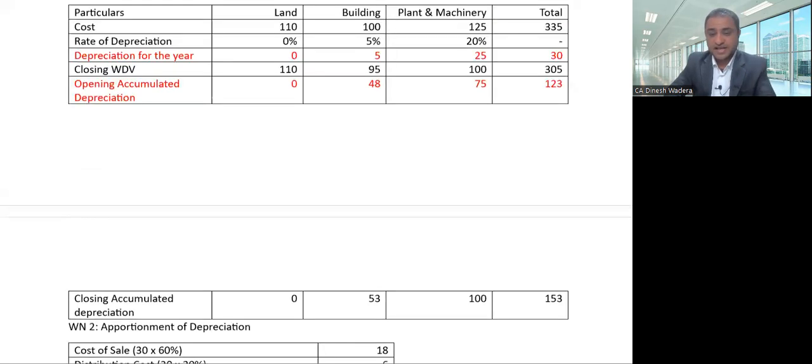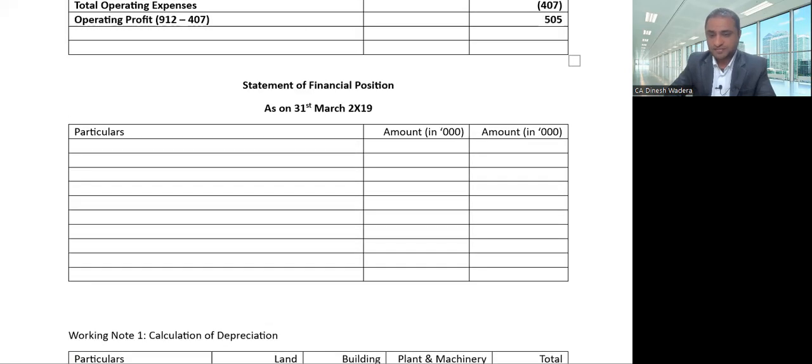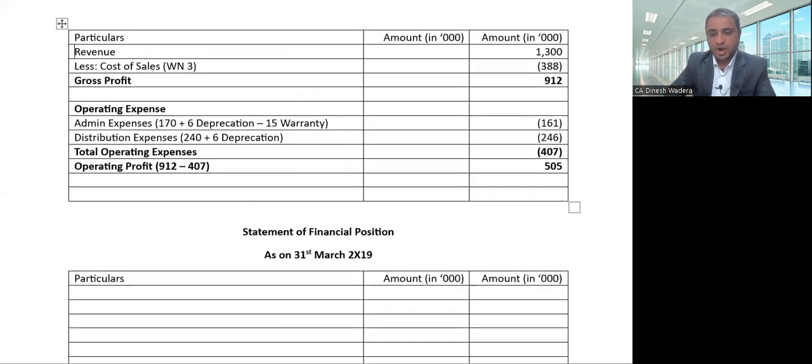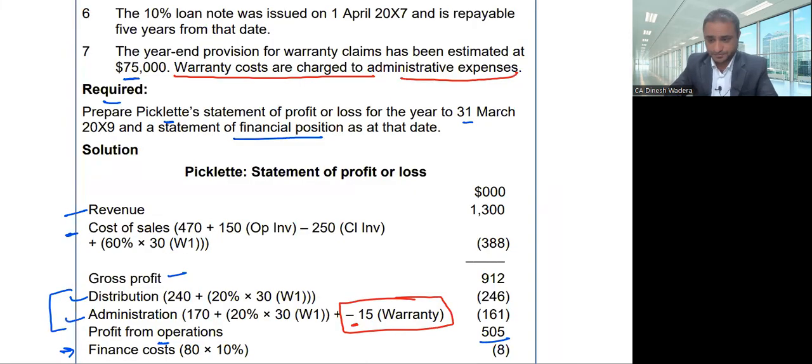When it is an income, either it will have to show as a separate line item of an income, or you can simply deduct it from the expenses. And that's why this figure of warranty has been deducted, subtracted from the admin expenses. Great. Clear? Feel free to interrupt me and ask if you have any doubt. As this is the first full-fledged question on preparation of a financial statement, I want to go slow and steady so that you understand the process and the method.